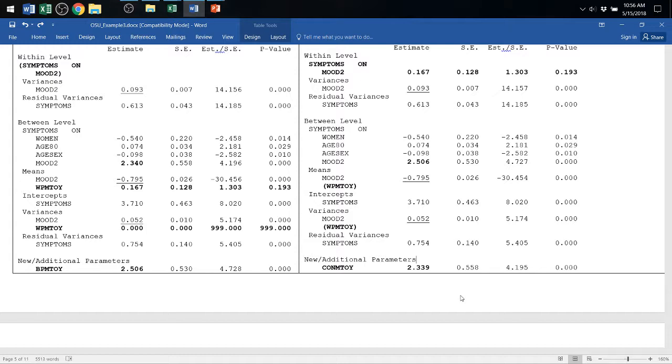So yes, when you let the model partition your variance in a predictor, if you invoke the placeholder at level 1, you get contextual effects at level 2. If you do not invoke the placeholder at level 1, you get between effects at level 2.